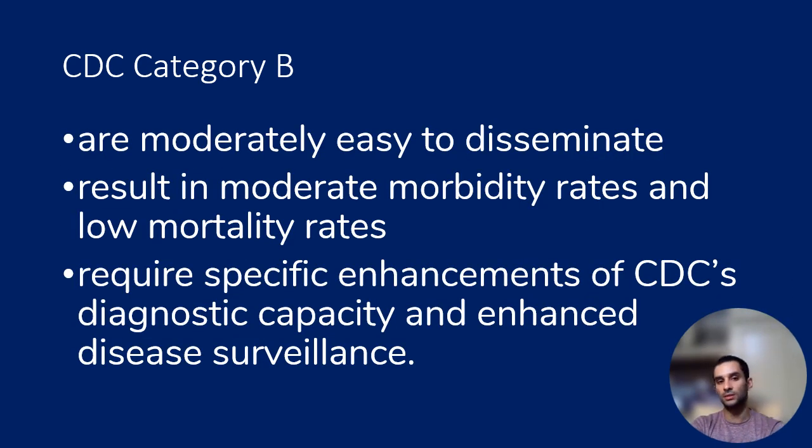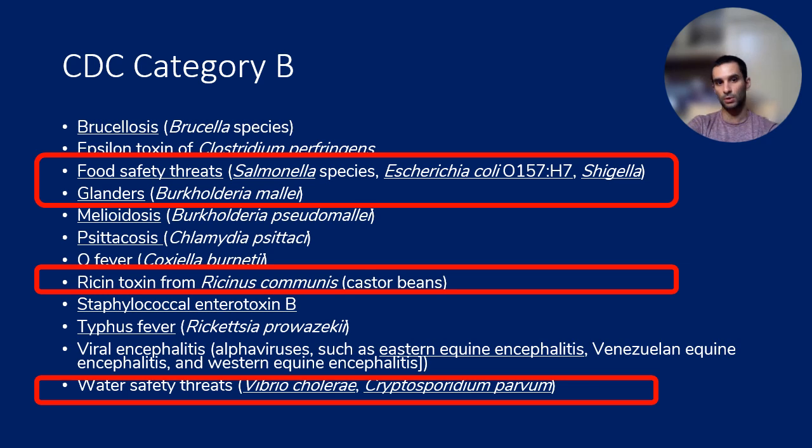Now, what about the B list? The category B ones are moderately easy to disseminate, moderate morbidity, probably low mortality, but they do require some specific CDC steps to be taken for diagnostics and surveillance. And so who's on the B list? Well, this is where the food safety threats like salmonella come in. Now, I also highlight under salmonella their glanders.